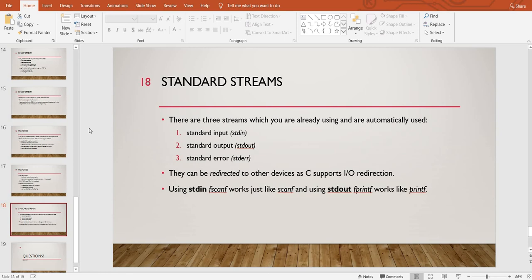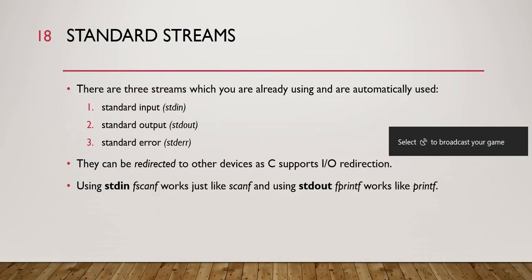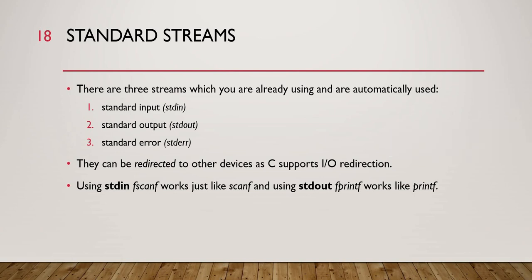So then we are going to standard streams. This is the very last topic of file input and output. Standard streams are basically used to interact with the already existing streams. These things you don't need to declare, stdin or stdout, they're already there. So what are they? Where are they? Are we actually using them?